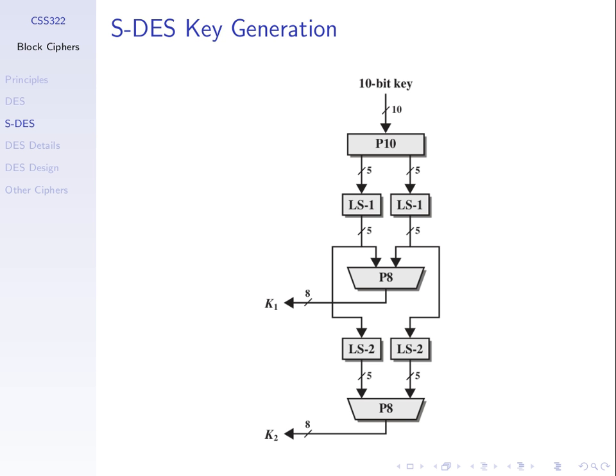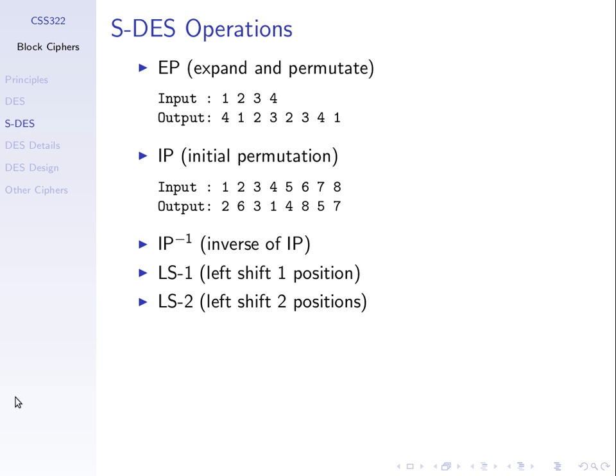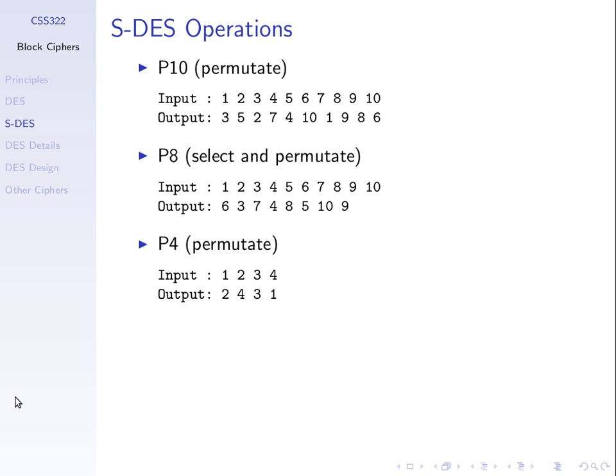The permutation is fixed. It's defined for the algorithm. It's known. Whenever we apply this permutation, it's always the same. It doesn't change. What is it? It's defined as P10 here. We have 10 bits as input. If we number those bits, we have bit 1 through to bit 10. We rearrange them so that the third bit on input becomes the first bit on output.